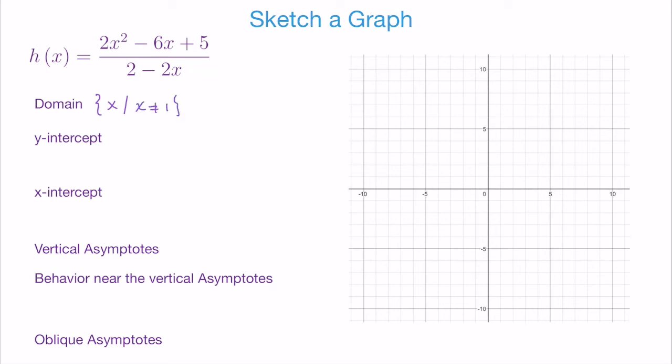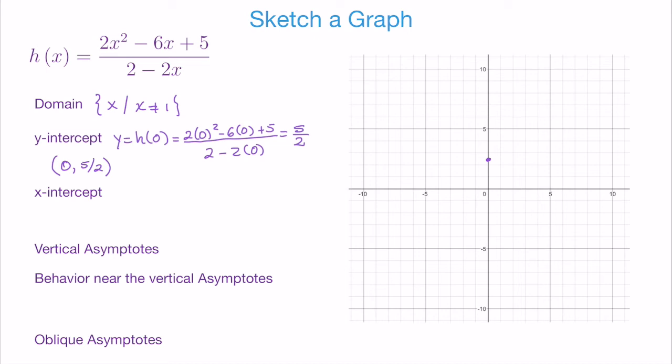For the y-intercept, we set x equals to 0, so y is h of 0, which is 2 times 0 squared minus 6 times 0 plus 5 over 2 minus 2 times 0, and that is 5/2. So the y-intercept is 0, 5/2, and we record it. Okay, the x-intercepts happen when the numerator is 0. But if you observe that polynomial in the numerator, we cannot factor it. So we have to do what?